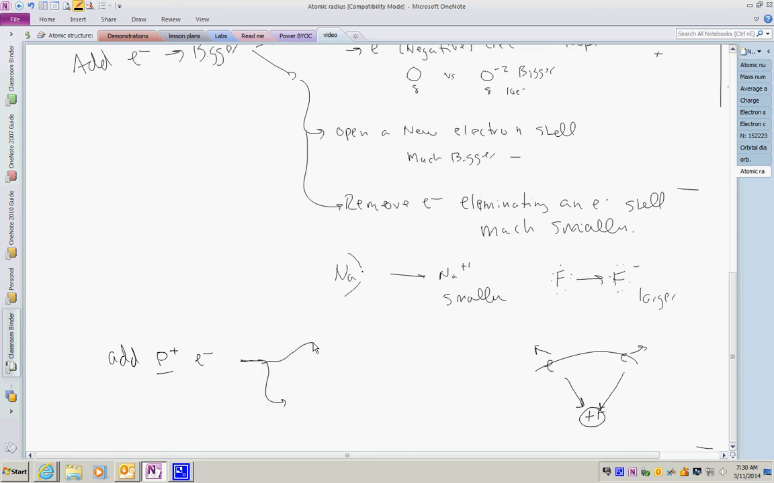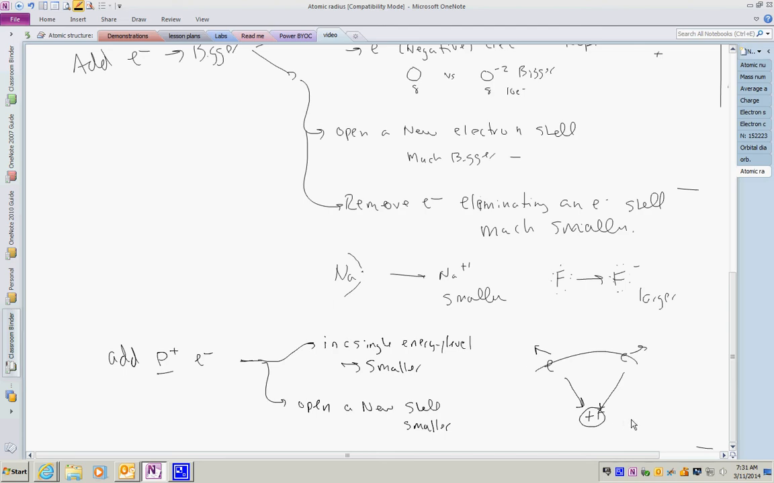Now again, I'm going to highlight 2 different ways. As long as you are adding electrons in a single energy level, you will get smaller. But if you open a new shell, you'll get smaller.